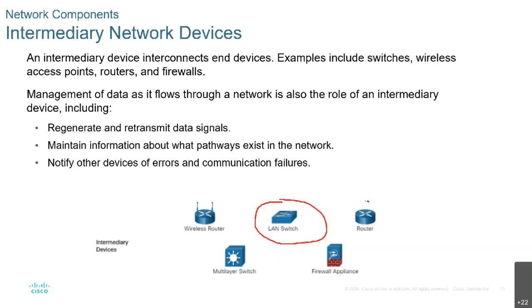A router is used to connect two separate networks with each other. I'll be asking you over and over again, my dear students, as we go along in this course. A switch connects devices on the same network. A router connects devices on different networks. We also have a wireless router, a firewall, a multi-layer switch and so on.